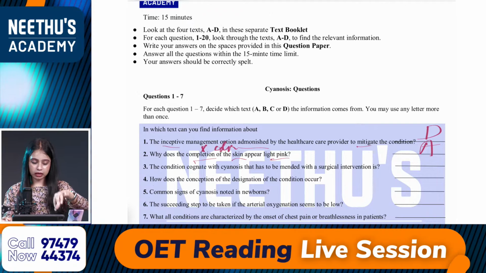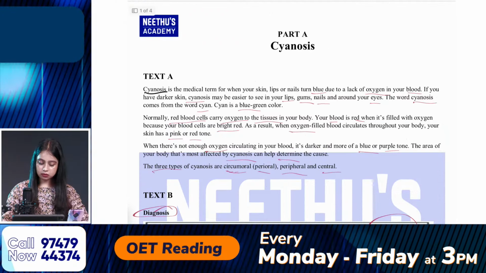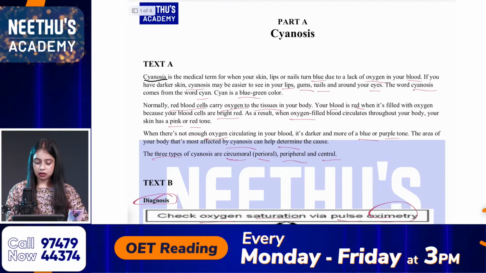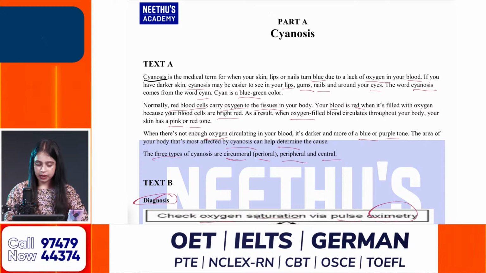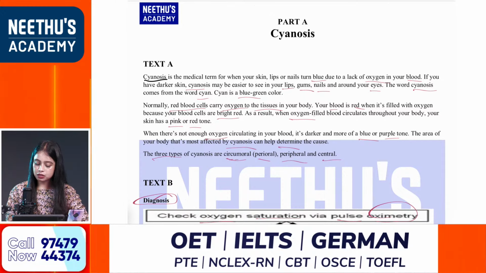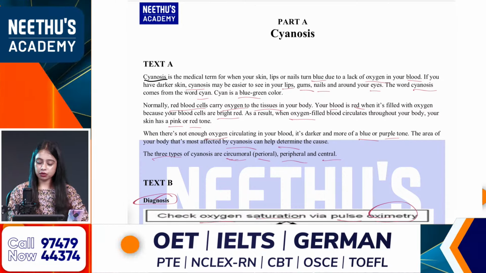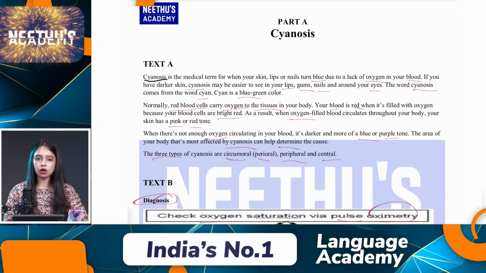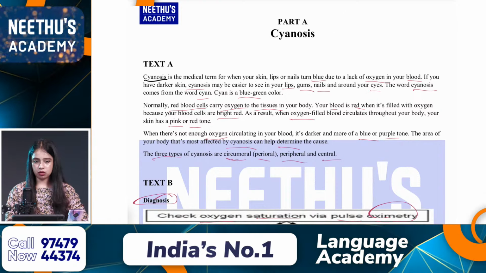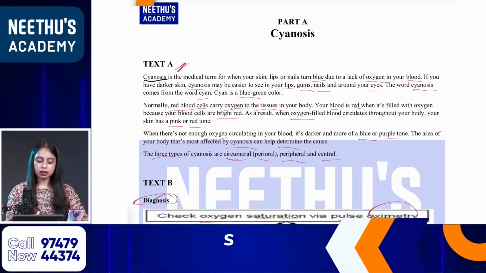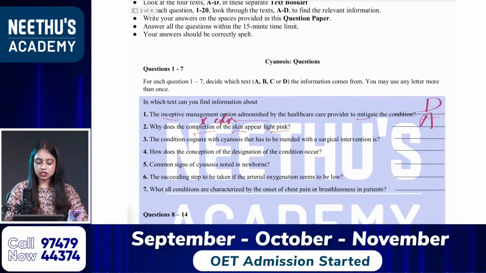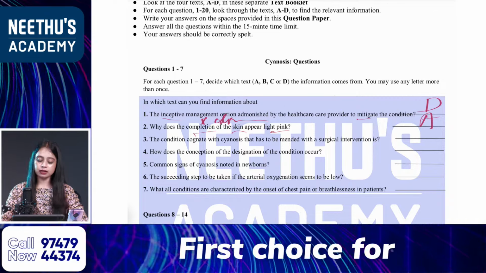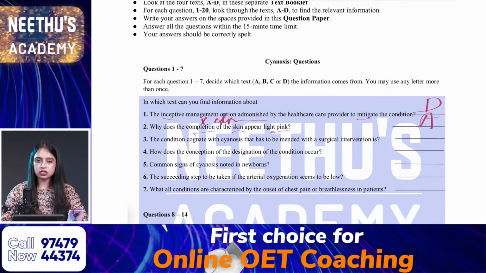As you can see here, I'll show you the answer. It is mentioned in the second paragraph: as a result, when oxygen-filled blood circulates throughout your body, your skin has a pink or red tone. That means it's A. Third one: the condition cognate with cyanosis, that has to be mended with a surgical intervention.